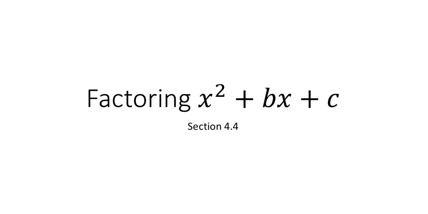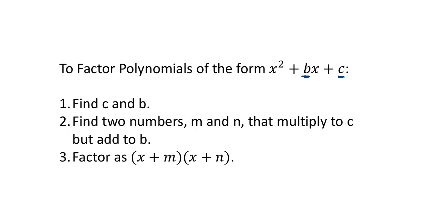In this video, we're going to take a look at section 4.4, which is on factoring expressions of the form x squared plus bx plus c. To factor polynomials of the form x squared plus bx plus c, we will first start by identifying the values of c and b. C is the constant term. It's the term that doesn't have a variable, so whatever that number is. B is the coefficient of the middle term of x to the first power. So we'll identify those two numbers, and I would recommend identifying them in that order. So C first and then B second.